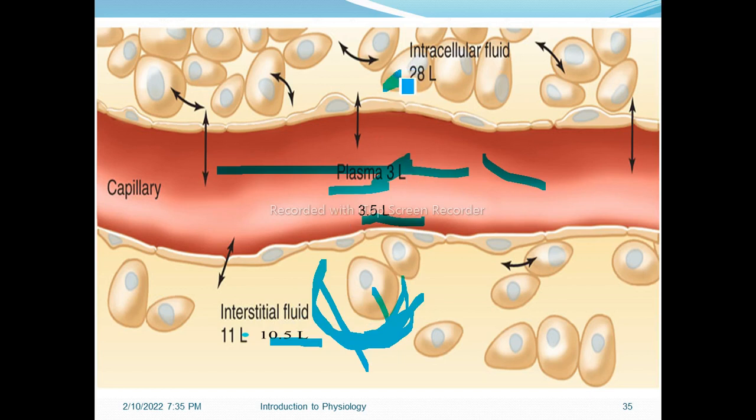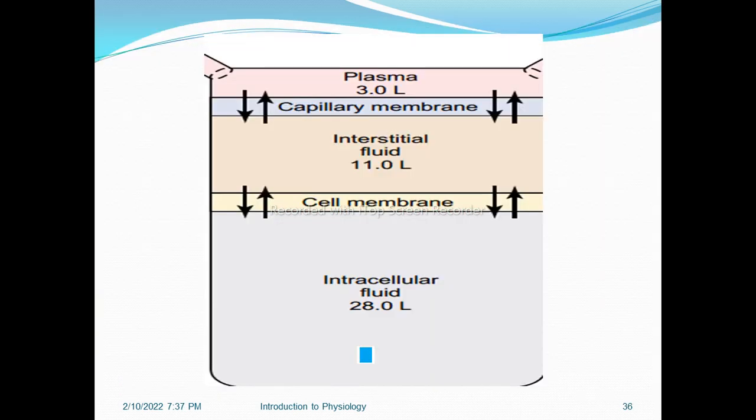So this is the cell. Fluid within the cell is known as intracellular fluid. So there is communication between the blood vessel and interstitial fluid, and also between the interstitial fluid and intracellular fluid, or cell. Now this is plasma 3.5, and this is interstitial fluid 10.5. Between the plasma and the interstitial fluid there is communication here, and between the cell membrane, that means between intracellular fluid and interstitial fluid, also there is communication here.